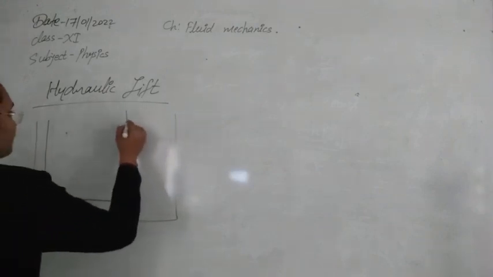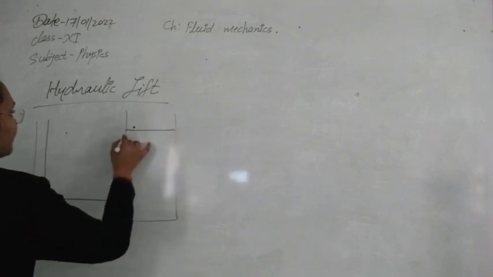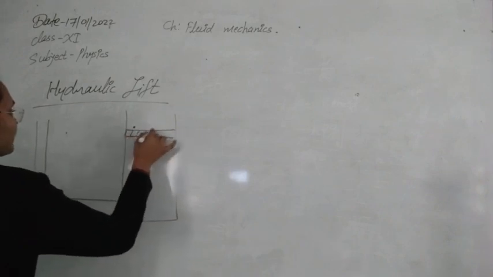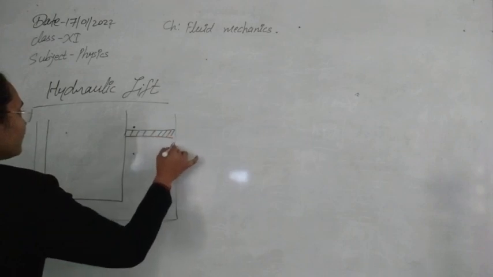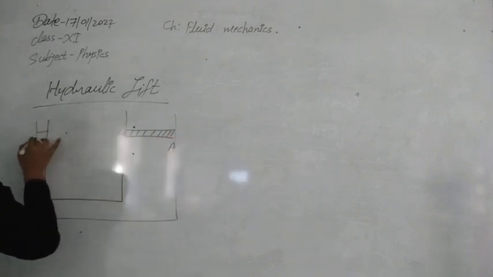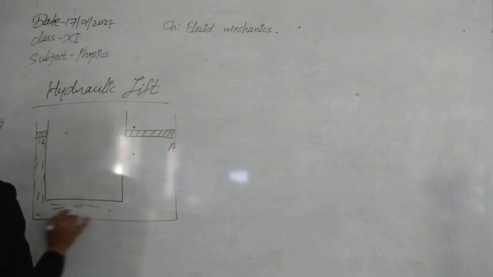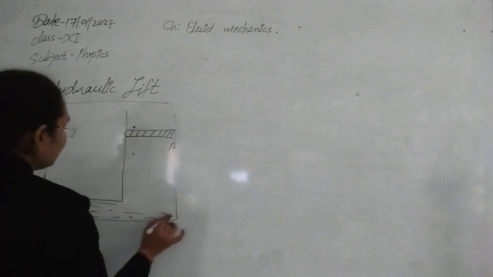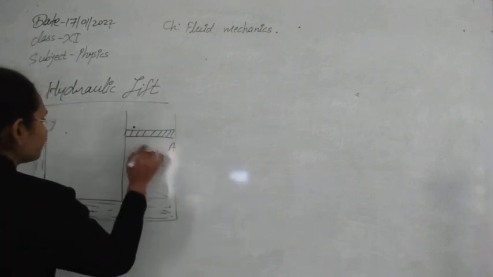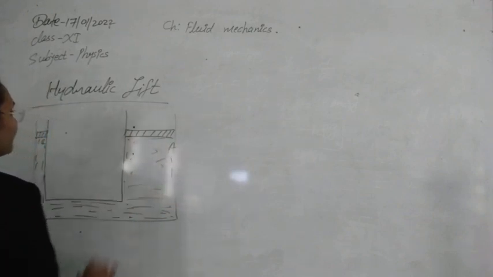Suppose this cylinder has the larger area, that is capital A, and the smaller one has small a. The whole pipe here is filled with an ideal liquid.